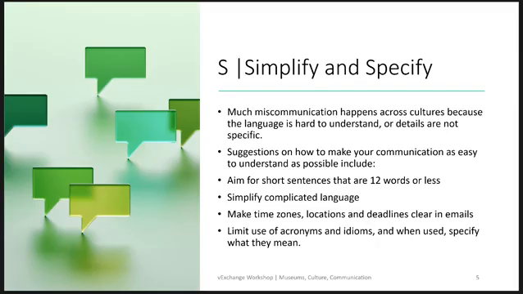Much miscommunication happens across cultures because the language is hard to understand or details are not specific. Suggestions on how to make your communication as easy to understand as possible include 1. Aim for short sentences that are 12 words or less. 2. Simplify complicated language. 3. Make time zones, locations, and deadlines clear in emails. And 4. Limit use of acronyms and idioms, and when used, specify what they mean.